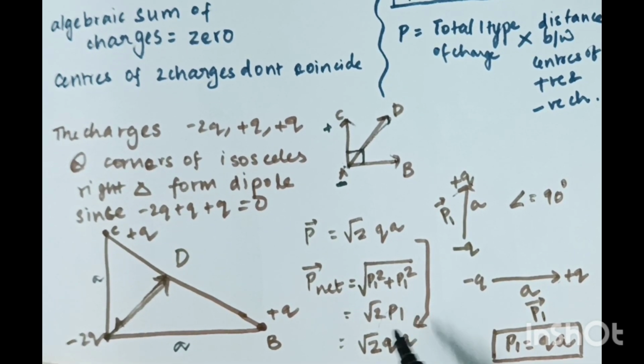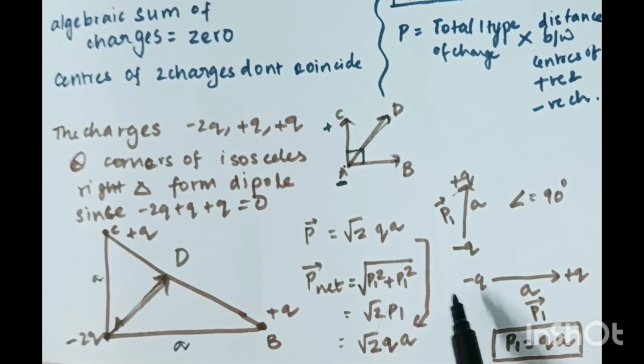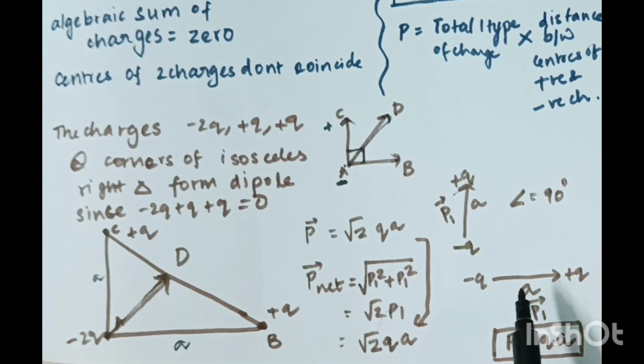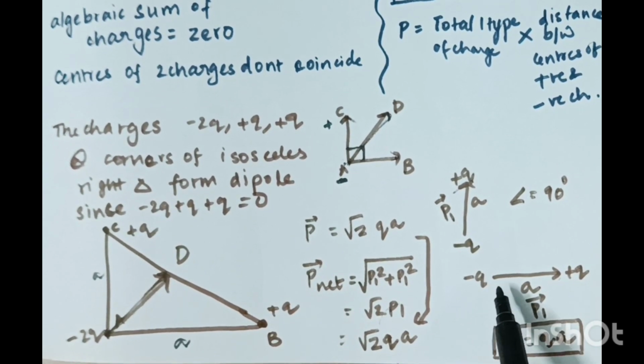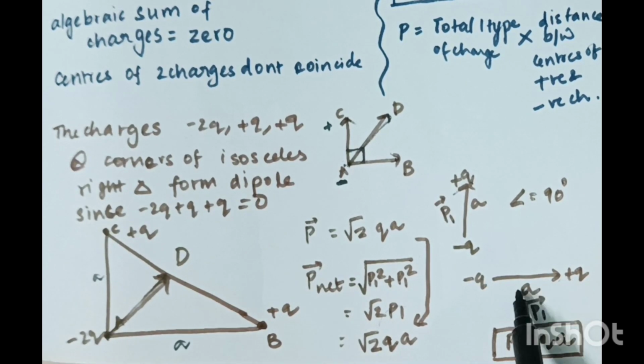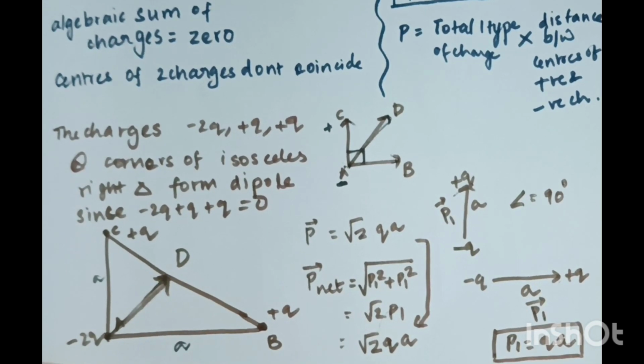What is p1? p1 is nothing but q into a. Why are we writing q into a? Please see, if this is minus q and this is plus q, as I have told, the dipole moment is charge into the distance between the charges. The charge is q only, and the distance between the charges is a. So it is root 2 qa. That is the net dipole moment in this case.